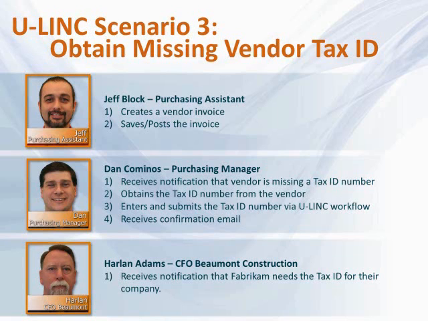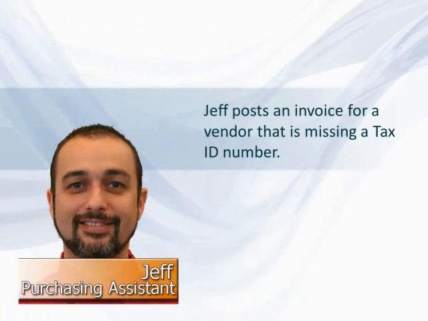Dan will receive notification that the vendor is missing a tax ID. Obtain the tax ID number from the vendor. Enter and submit the tax ID number via U-LINC workflow and receive a confirmation email. Harlan will receive a notification that Fabricam needs the tax ID for Beaumont Construction. Jeff will post an invoice for Beaumont Construction.